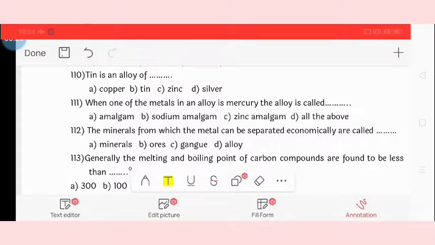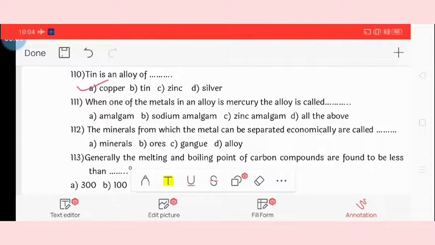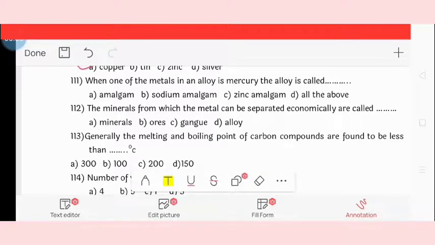Tin is an alloy of dash. Tin is an alloy of copper. When one of the metals in an alloy is mercury, the alloy is called as amalgam, sodium amalgam, zinc amalgam, all of the above. So the correct option is option A, that is amalgam.